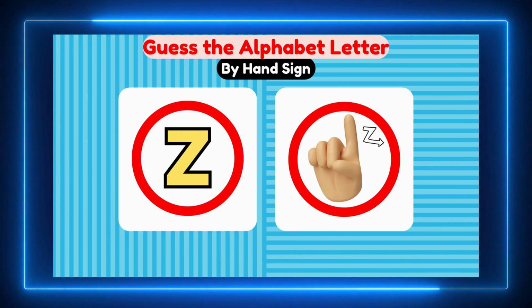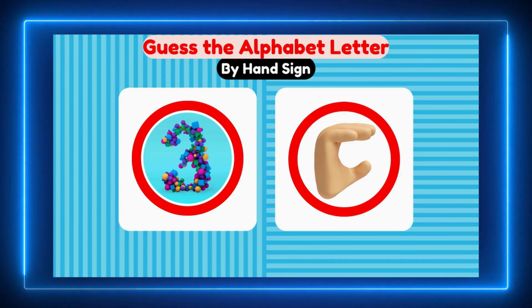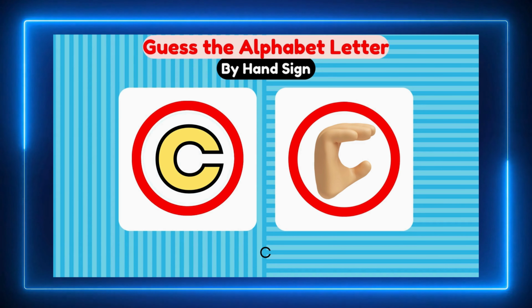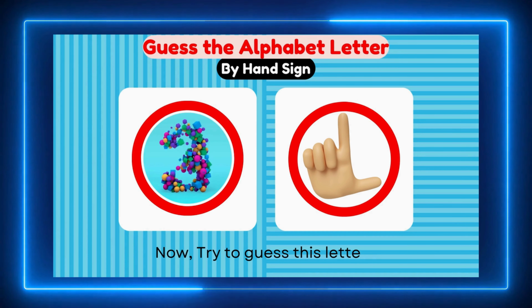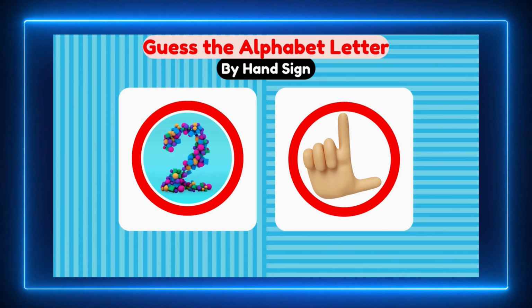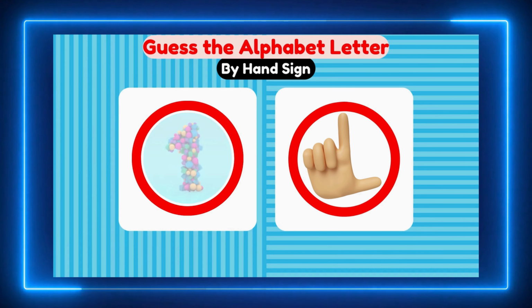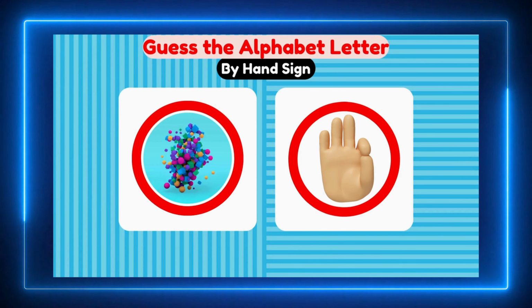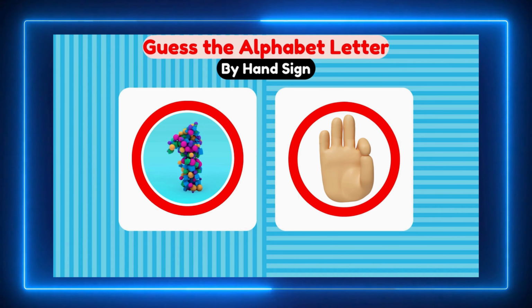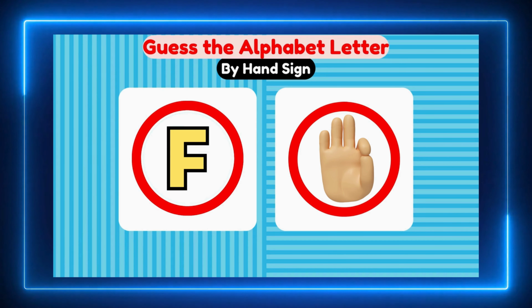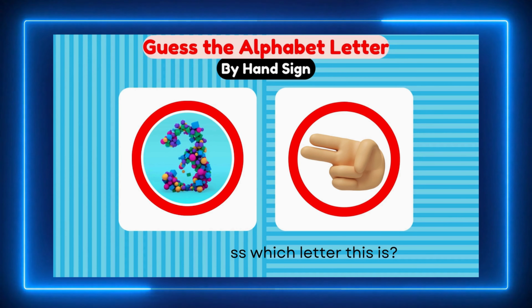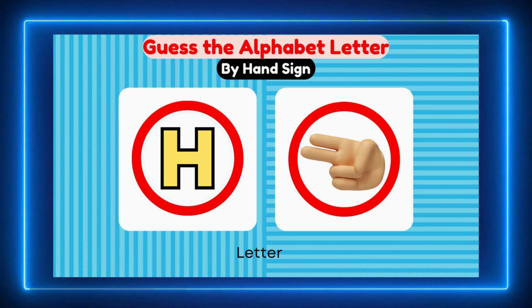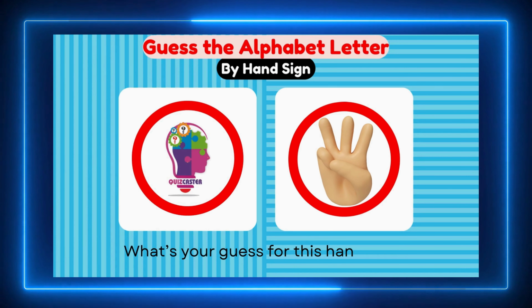Letter Z. What could it be? C. Now try to guess this letter. L. What could it be? F. Can you guess which letter this is? Letter H. What's your guess for this hand sign?